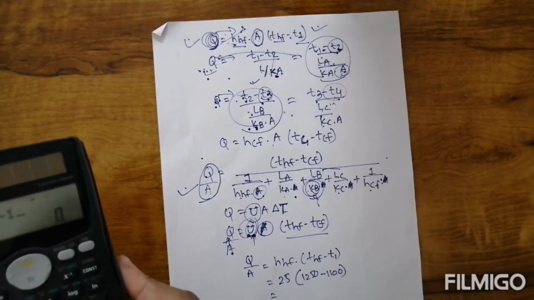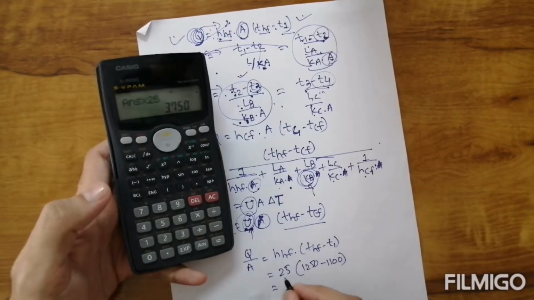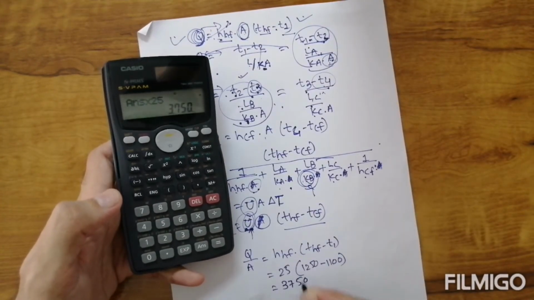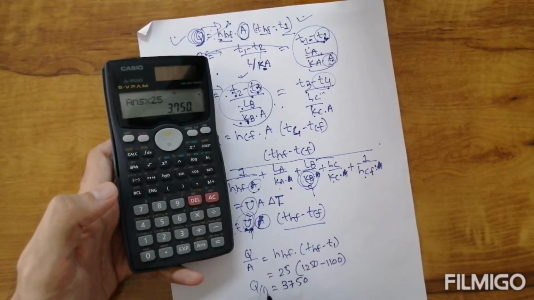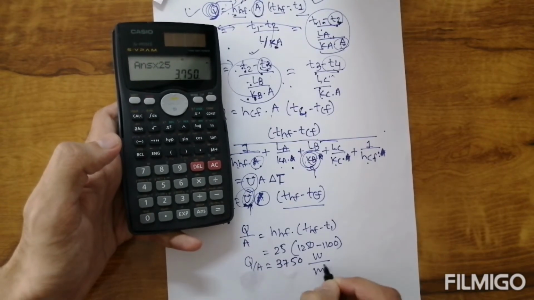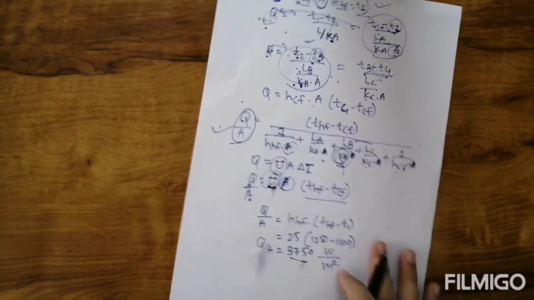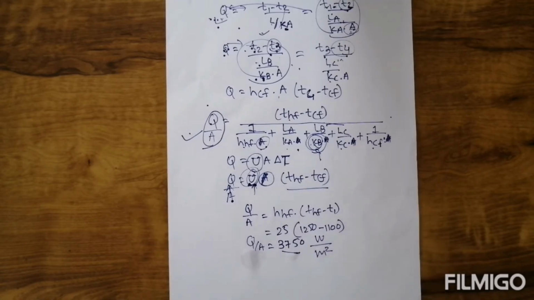1250 minus 1100 multiplied by 25 gives 3750. What will be our unit? Q by A is there. The unit of Q is watt and the area unit is per meter square. So Q by A is 3750 watt per meter square.